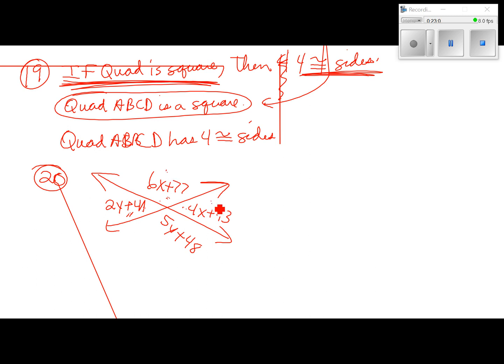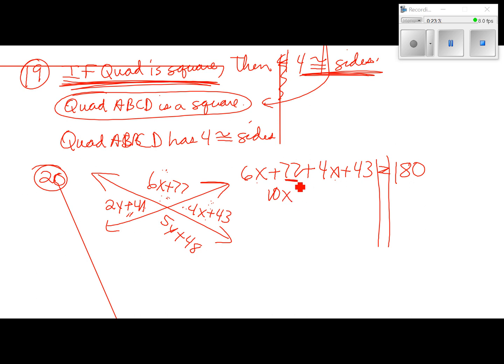Well, the thing that we can come up with is that these two angles are a linear pair, so they should add up to 180, and they just have x's in them, so that should be something that we can do. So 6x plus 77 plus 4x plus 43 should equal 180. We collect like terms. Our equal sign's right there. We're not jumping over it, we're just putting these like terms together, so that's 10x. We have 77 here and 43 here. We're just going to add those together. That's 120, I believe, equals 180.